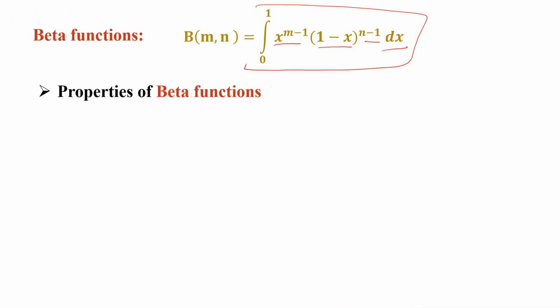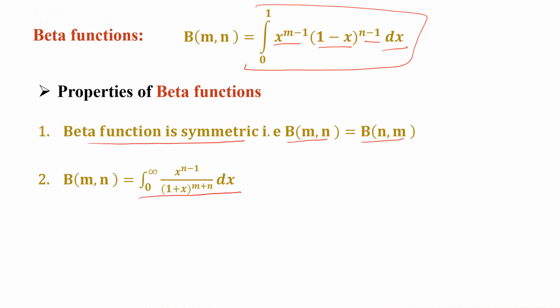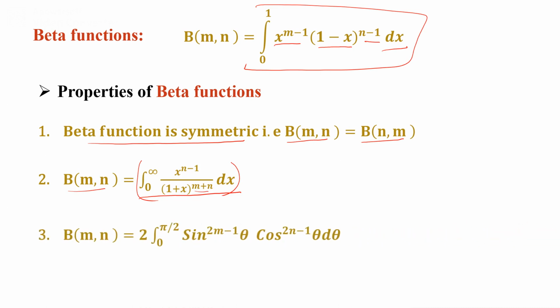So there are some basic properties of the beta function. The first one: the beta function is symmetric, that is beta(m, n) is equal to beta(n, m). The second property: integration from 0 to 1 of x raised to the power n minus 1 upon (1 plus x) raised to the power m plus n dx is equal to beta(m, n). And the third property: 2 times integration from 0 to pi by 2 of sine theta raised to the power 2m minus 1, cos theta raised to the power 2n minus 1 d theta is also beta(m, n). So there are three basic properties.